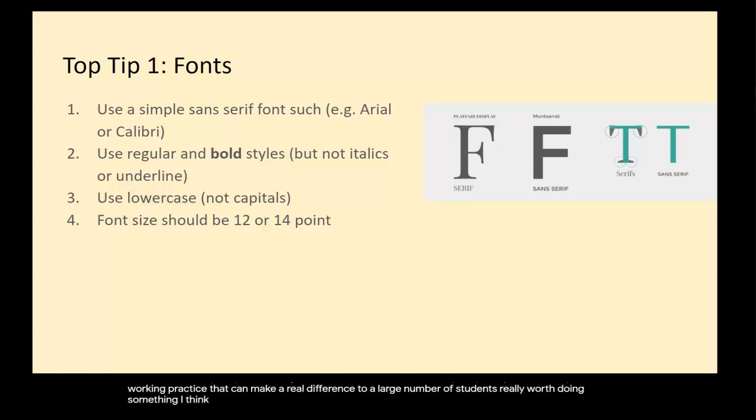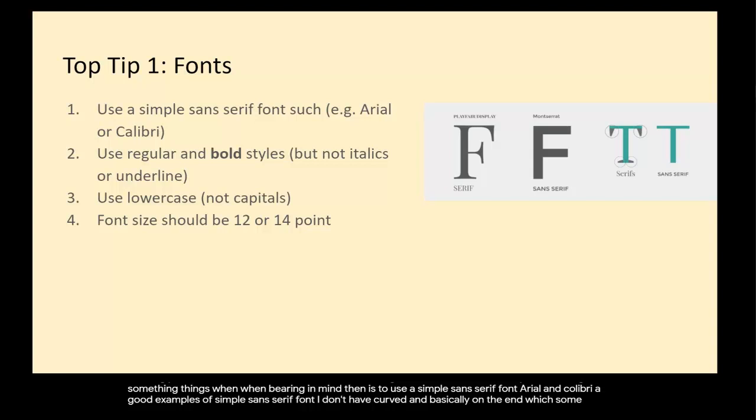Some simple things to bear in mind then is to use a simple sans serif font. So Arial and Calibri are good examples of a simple sans serif font. They don't have curved ends, basically, on the ends, which some learners can find more difficult to process. So use a sans serif font, use a regular style, or if you really want to highlight something, perhaps use bold. But as a rule, don't use italics. They can be more difficult to read, and avoid underlined text as well, because that can be quite hard to read, and it has that added problem of looking like an inactive hyperlink, which is confusing.